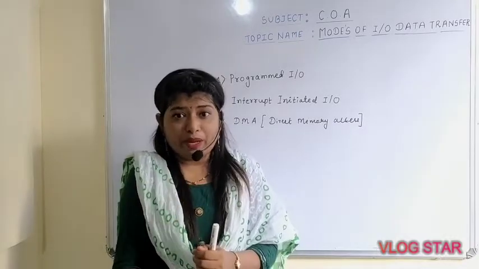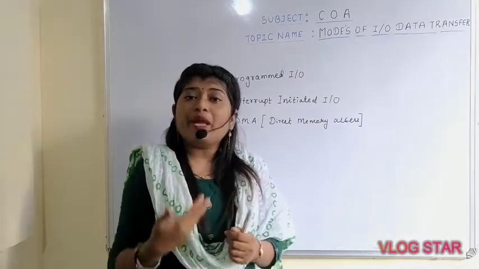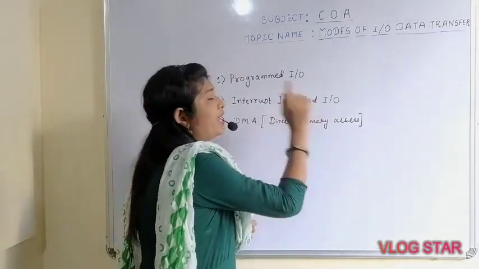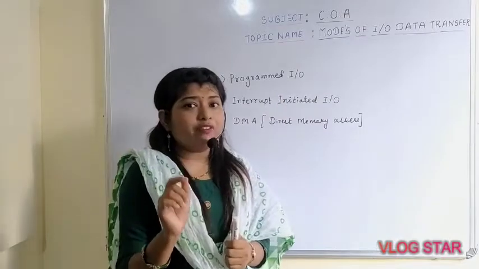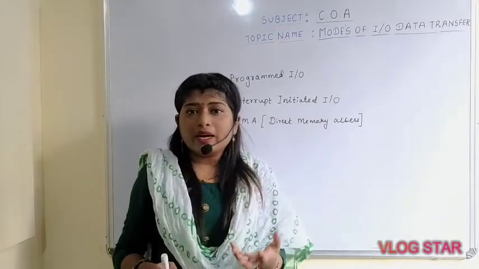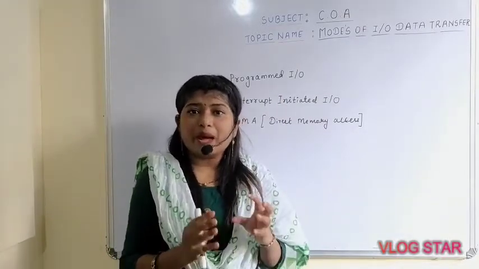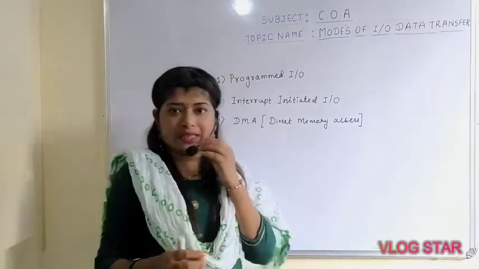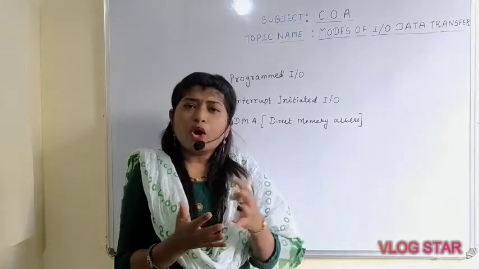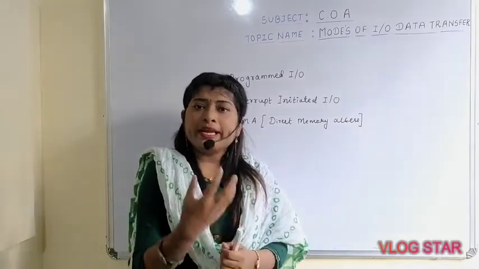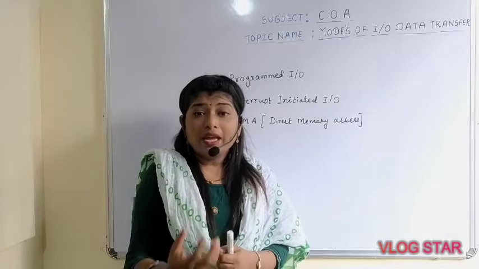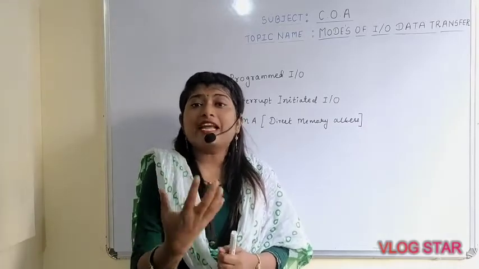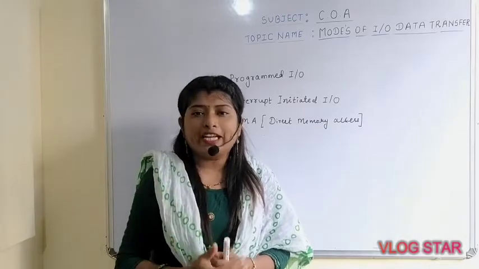So this problem or this drawback can be overcome by using the interrupt initiated IO method. I hope you have understood this. To overcome the problem related to the program input output method, the interrupt initiated IO method is useful. So what happened in this method? In interrupt initiated IO, the interface determines whether the peripheral device is ready to transfer the data or not.